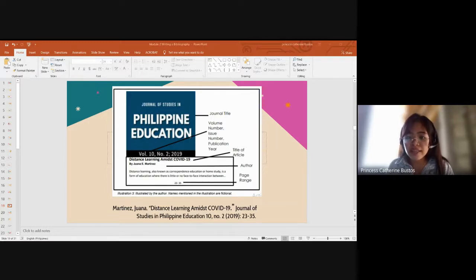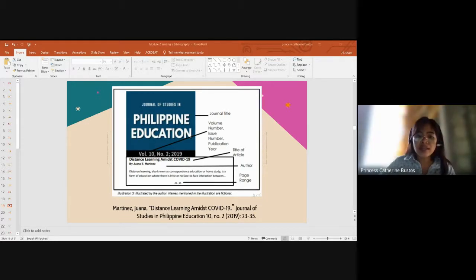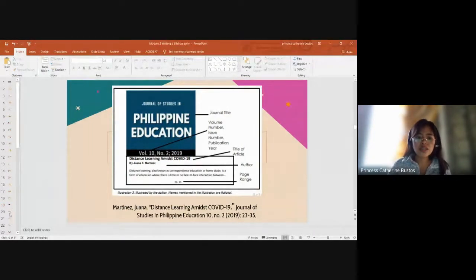After the journal title, what else should we include? The issue information. Here we have volume 10, number 2, and then the year 2019, colon, the page range. Okay, you just need to memorize the format. So let's continue with the next one.